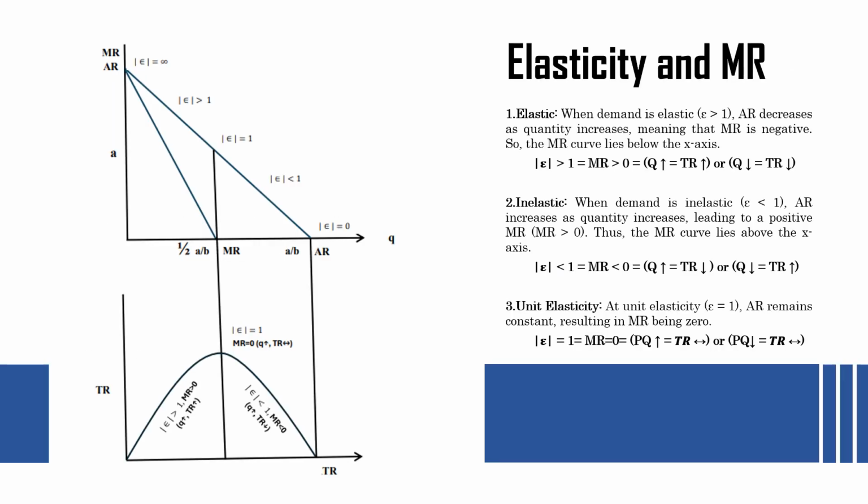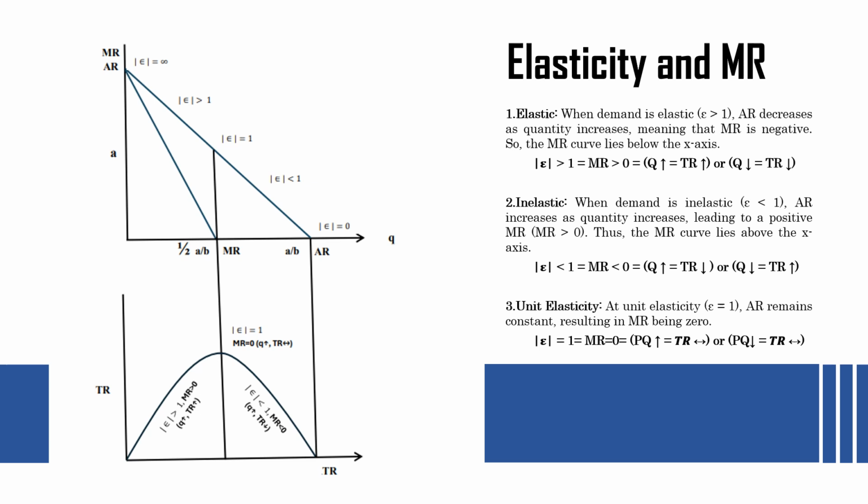The next point is elasticity and marginal revenue. Here in the graph, we can see when demand is elastic, epsilon is greater than 1, which means marginal revenue is also greater than 0. This indicates that if quantity increases, total revenue increases. If quantity decreases, total revenue decreases.